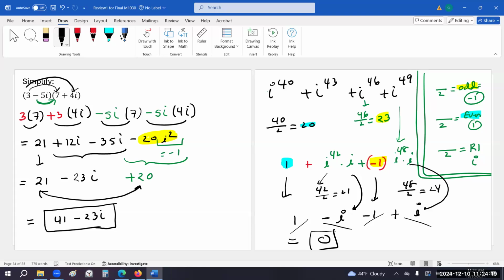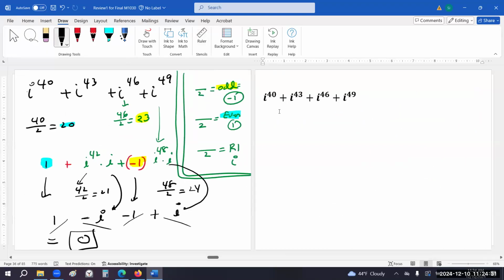So if you know your rule, stick with your rule. But this rule I found is easier to remember. No problem. As long as you show your work, I will accept that.